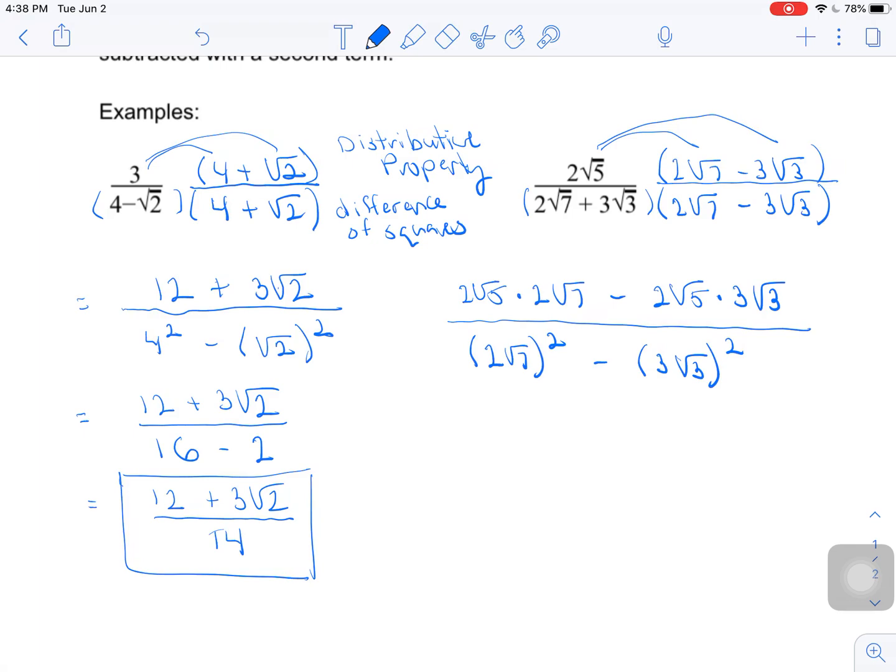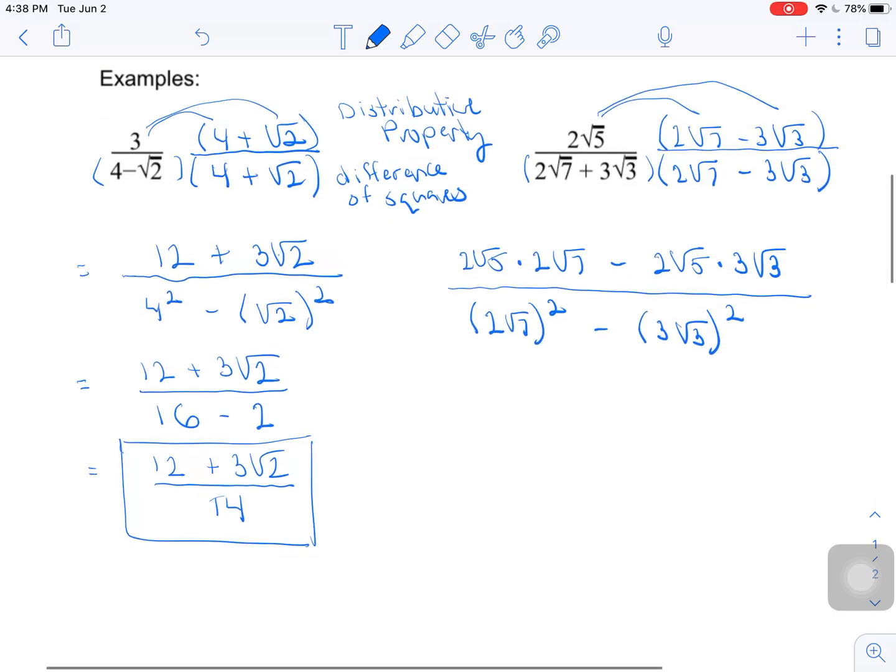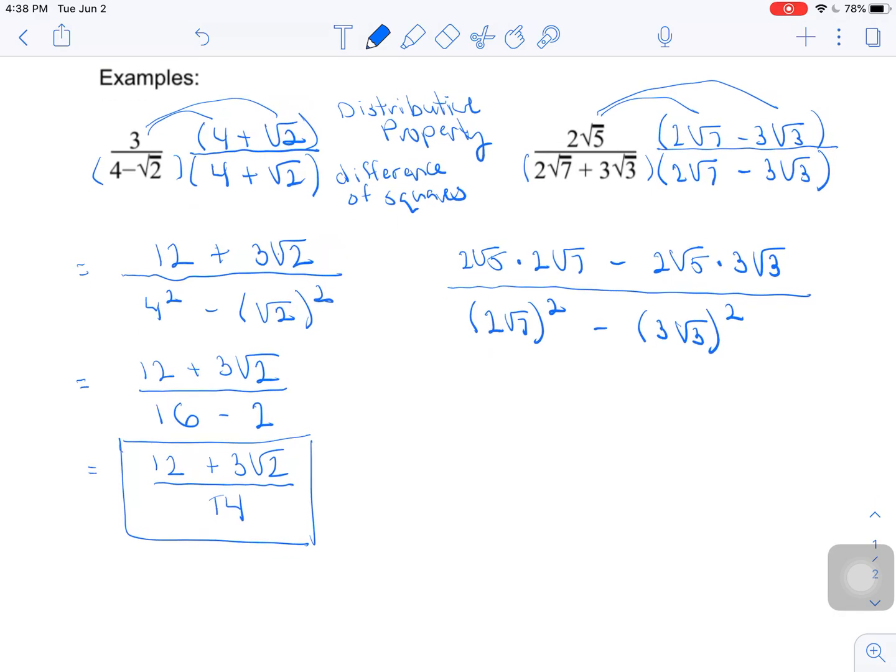So now we just have a whole bunch of cleaning up to do. We've got this all worked out. We just need to clean it up. On the top, remember, we have a rule that says the square root of 5 times the square root of 7, that's our product property with radicals, we can put those together under the same square root sign.